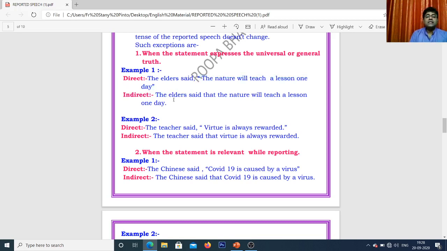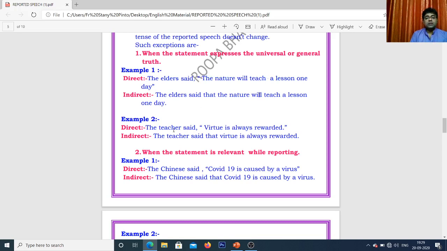So, see in the indirect speech how it has become. The elders said that the nature will teach a lesson one day. You cannot change will into would because remember what is the reason? Though this is in past tense, here it cannot change because this is a universal truth. In case of universal truth, the tense does not change. Please understand this. You may get confused, but I will clarify.